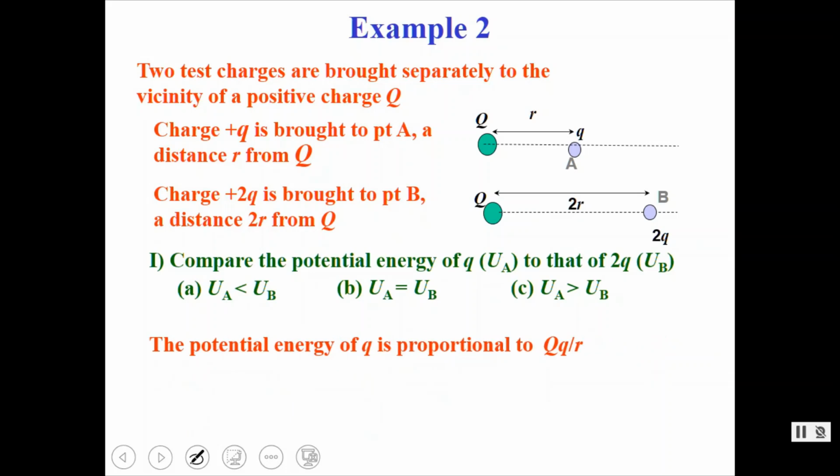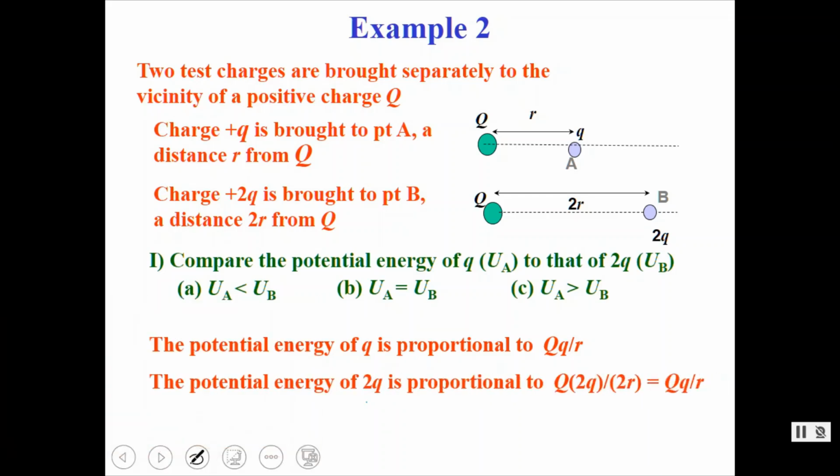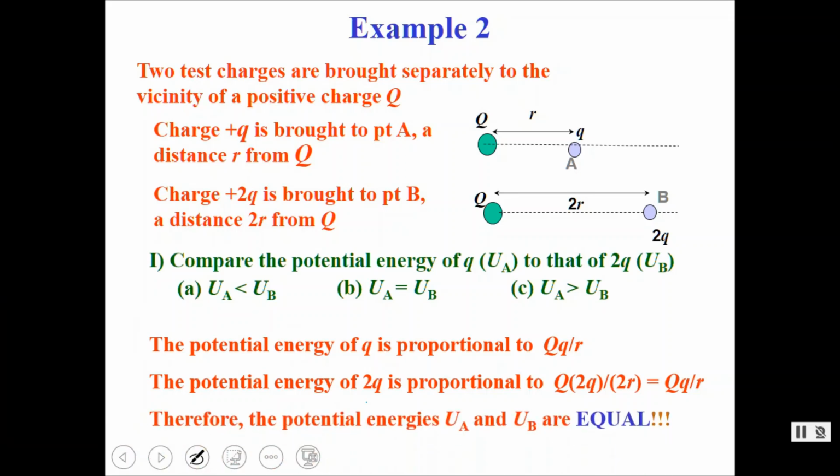So looking at this first one, since it's independent, we can just find potential energy Q over R just for the first case, for the particle at A. And then for 2Q, you're going to get also Q over R, but this time you have a 2Q and a 2R. So actually the potential energies are equal.